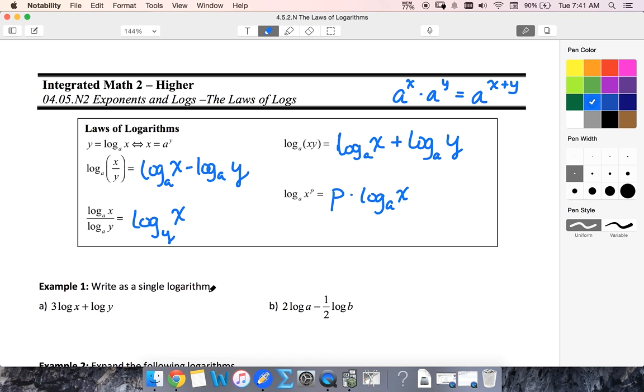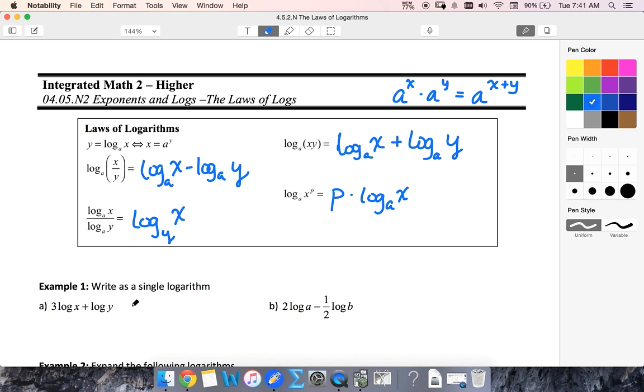All right, so let's come down and look at example 1. Write as a single logarithm. So I want to put these together with just one log. So to put these together, I see a sum, so I would like to use my sum rule, but this only applies if I have single log and single log. I don't have a single log here, I have 3 of them. So first I need to start with this rule because it looks like this.